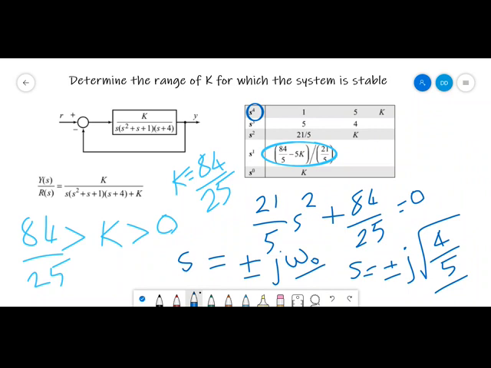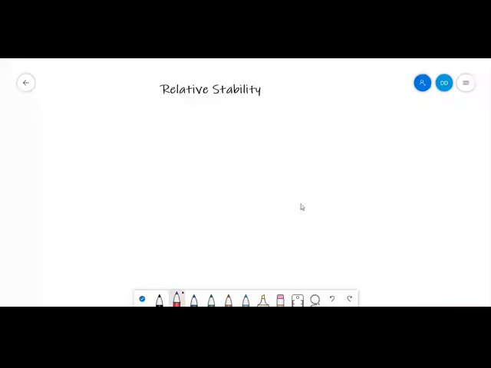Next, we will move on to the relative stability analysis of a system. The next topic is relative stability. The Routh stability criterion which we use tells us whether the system is stable or not.